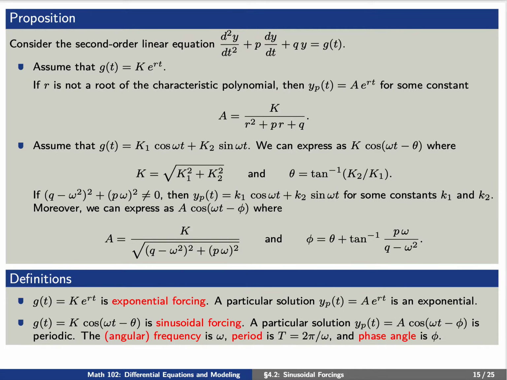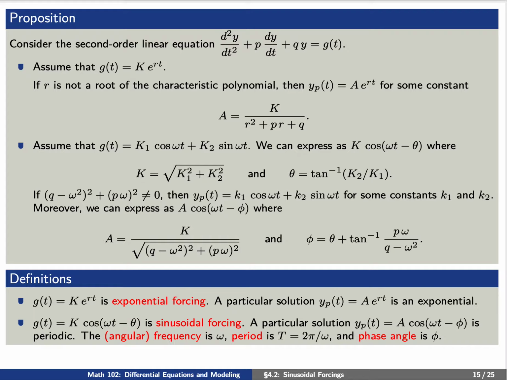We'll use this now to introduce a couple of definitions. First, whenever we say our g is equal to capital K times e to the rt, we will call this exponential forcing. Notice that a particular solution is also an exponential. On the other hand, if g of t is capital K times cosine omega t minus theta, we call this sinusoidal forcing. Notice that a particular solution is also periodic.